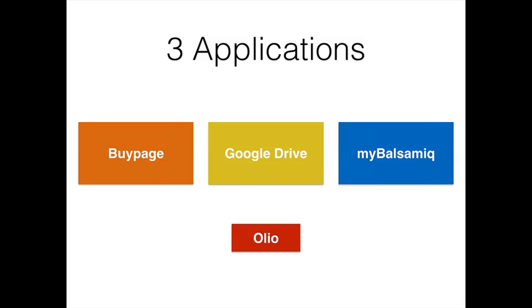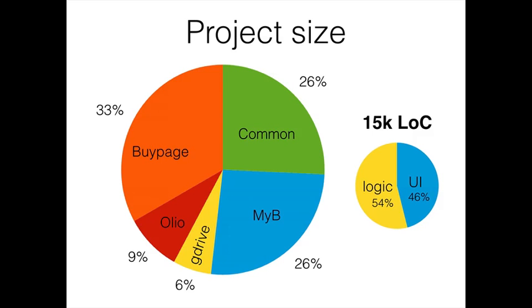Just to let you know about the project size, we're talking about 15,000 lines of JavaScript code, roughly. That's almost half split between the UI and logic, and then we have like a nice fourth that's really shared code. The buy page is the biggest product because you have several options to choose from, whereas Google Drive is much smaller because there are not many things to click. It's just one product, and so it's very vertical. And My Balsamic is about to grow because we're currently focused on porting more code to React.